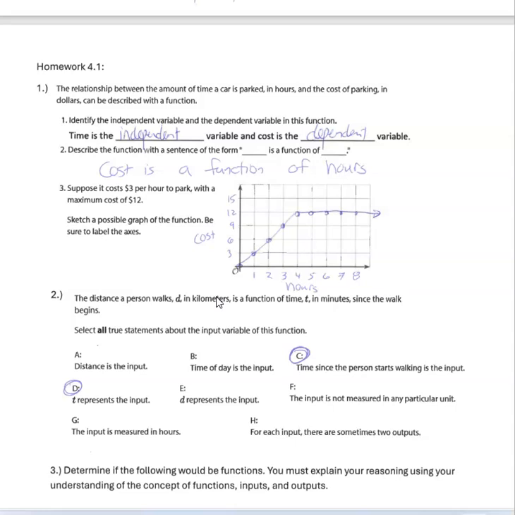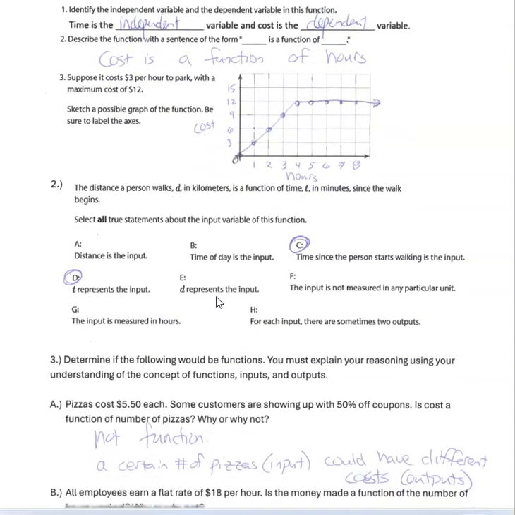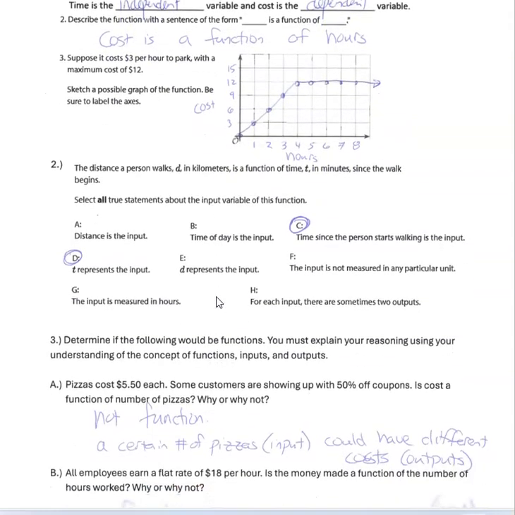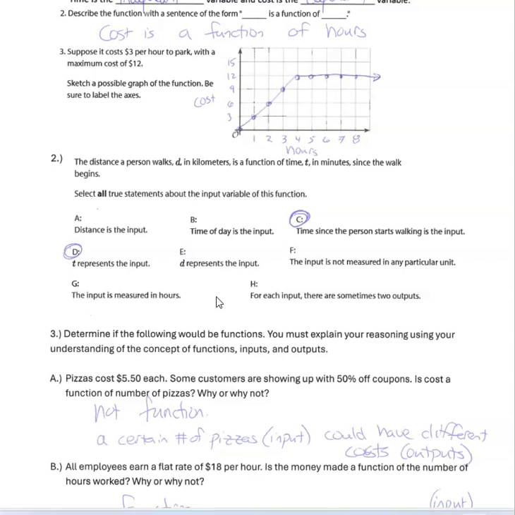I made sure to label my graph. You can see it is increasing until I got to that $12, and then it just stays at $12. The next one says the distance a person walks, d in kilometers, is a function of time in minutes since the walking began. Select all that are true. When you look at these, the only correct answers would be C and D.